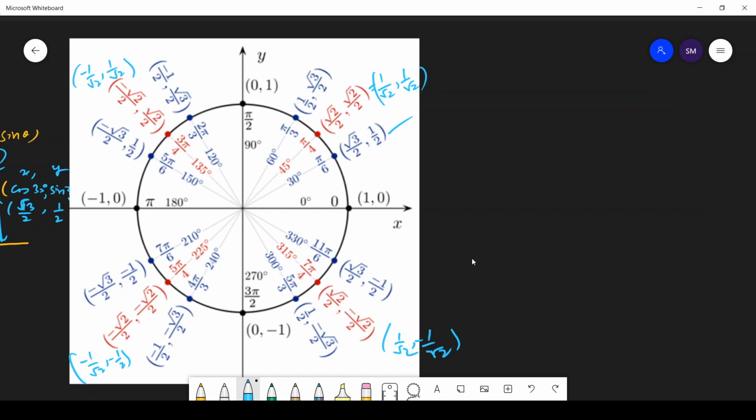So students, as I will be posting this video on YouTube, draw this ultimate unit circle. Okay, it has all the values that you need. Okay students, that's all for today.